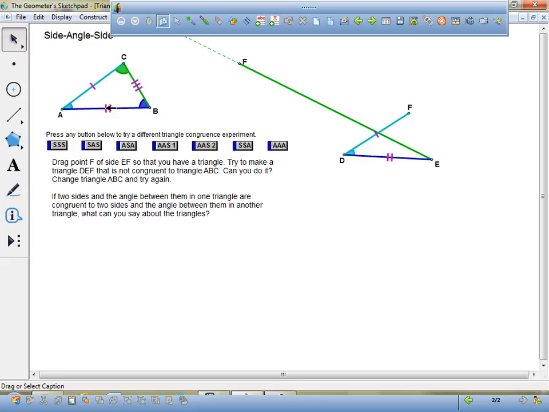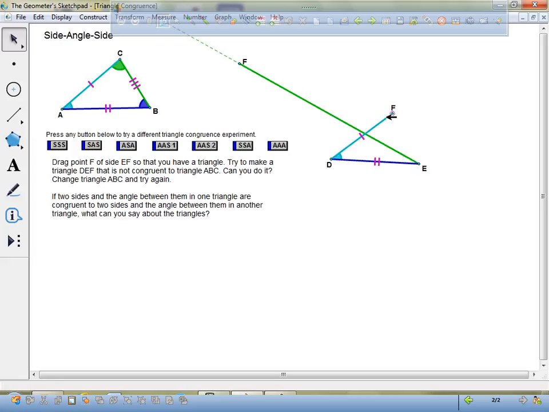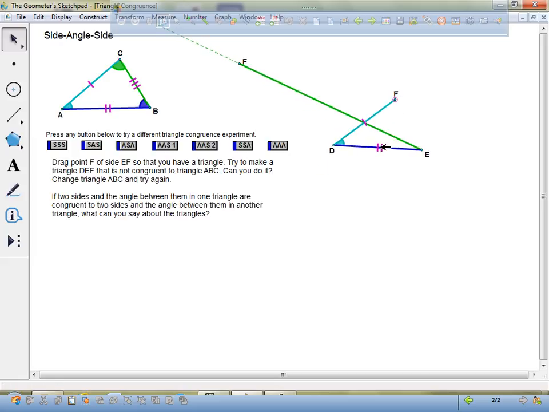So in this one, with side angle side, this angle and this angle can't change. Okay? So this triangle, if I move this, notice that everything moves. I can change this triangle however I want. So side angle side, you're talking about the side, the angle between this side and another side. So there's a side right here, an angle, and then a side. And these three things cannot change.